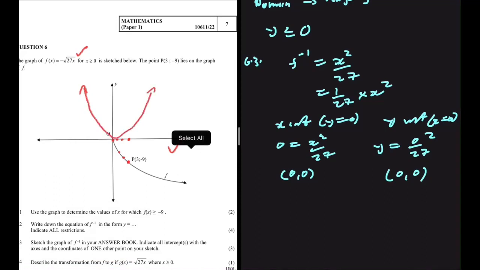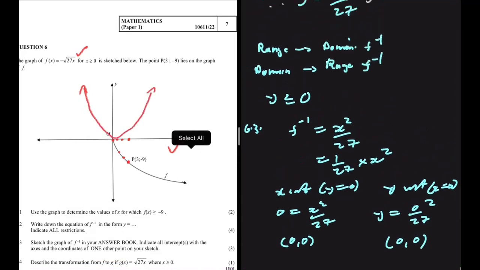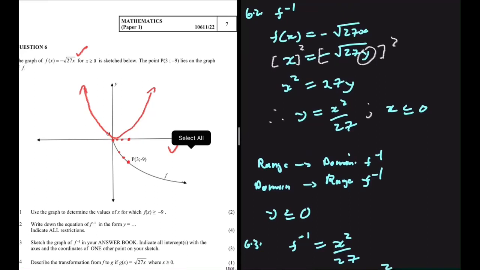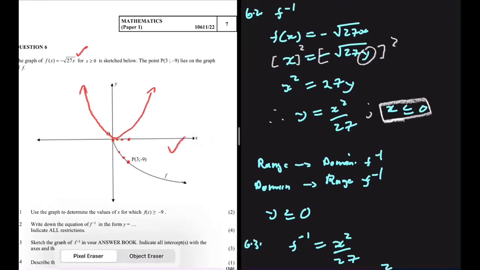But then let's not forget that we have a restriction. Our restriction is that we are only interested in the values of x for which x is less or equals to 0. So we actually don't have this part of our function. We don't have this part because at that point x is now greater than 0. This is only the part we are interested in on our inverse. So this is our graph.